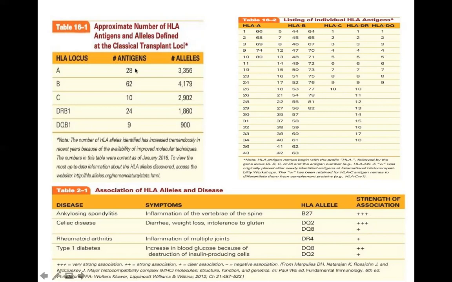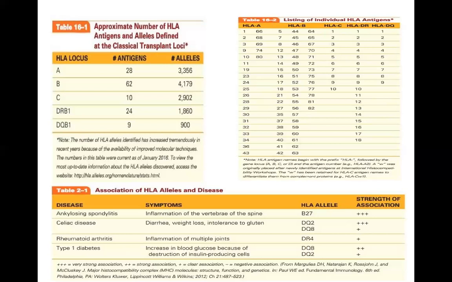So 28 different types of antigens, but further adding to the variability is the number of alleles associated with the antigens for that locus. So you can see alleles right here. 3,356 different alleles. So what's an allele? It's a slight difference in the product that's made, but not different enough that you need to reclassify it as something else. You can think of it like an antibody allotype.